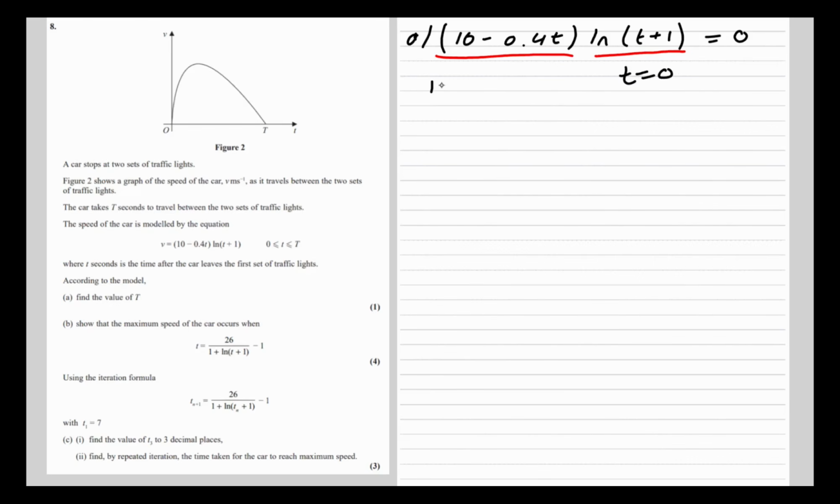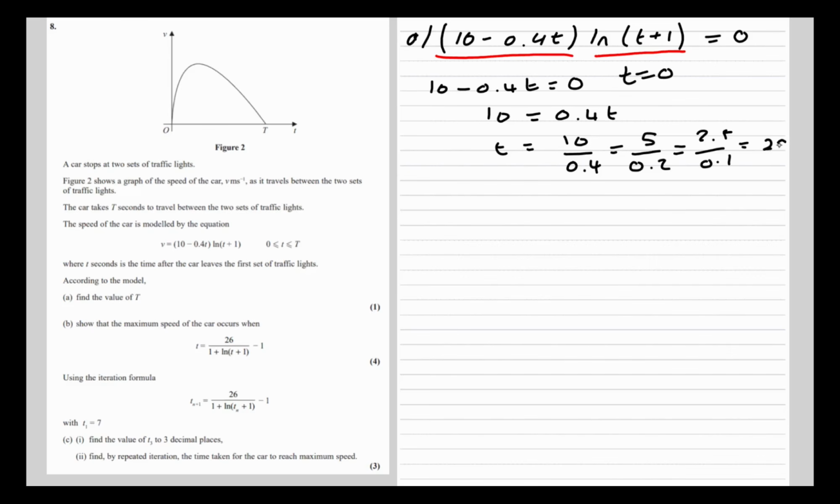What makes 10 minus 0.4t equal to 0? So 10 is equal to 0.4t. So t will be 10 divided by 0.4, which is the same as 5 over 0.2, or 2.5 over 0.1, or 25. So t is equal to 25 seconds. It takes 25 seconds for the car to travel between the traffic lights.